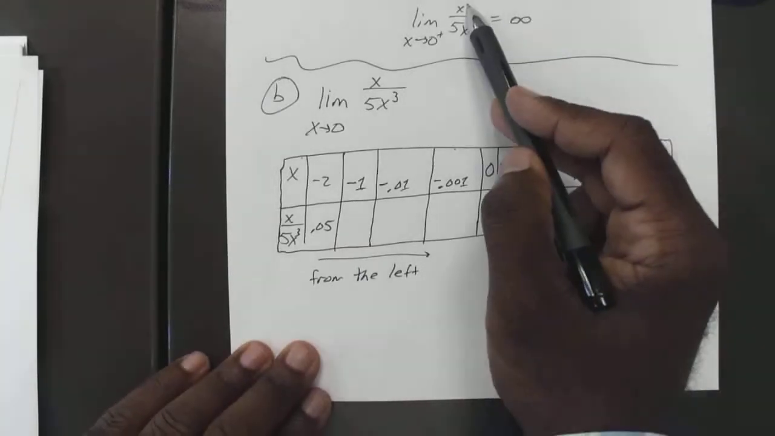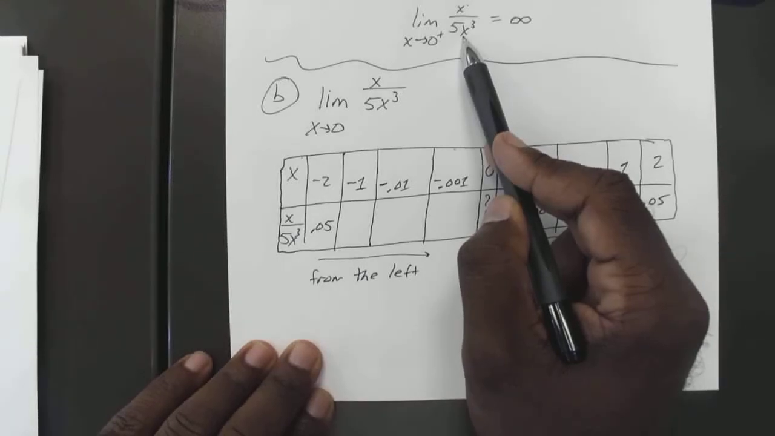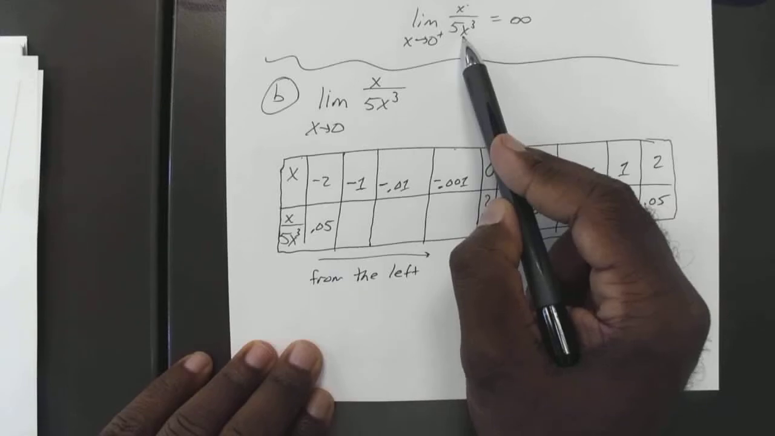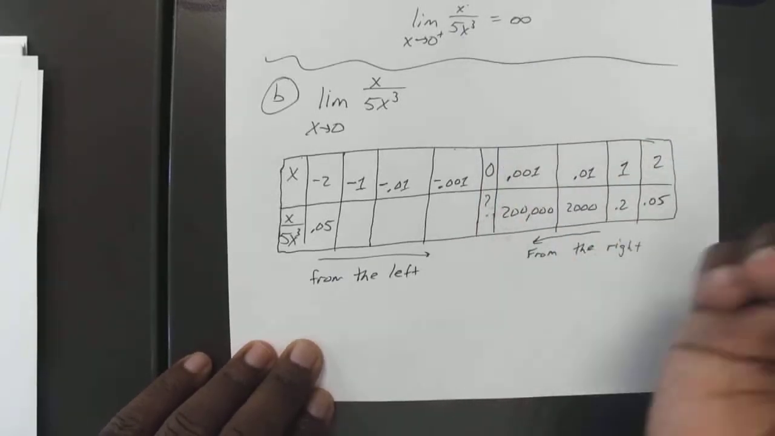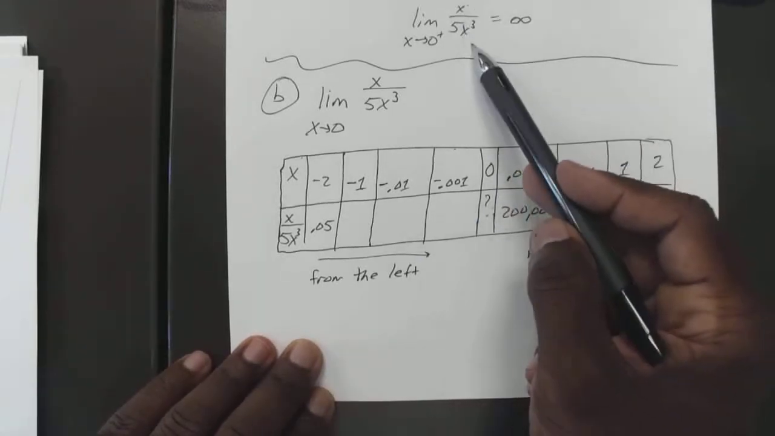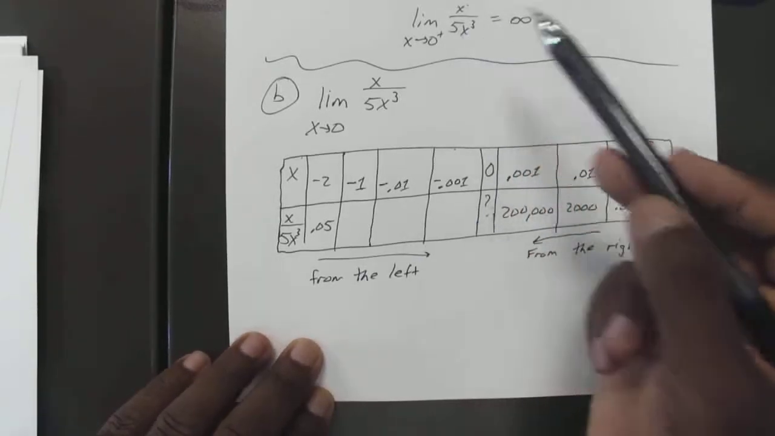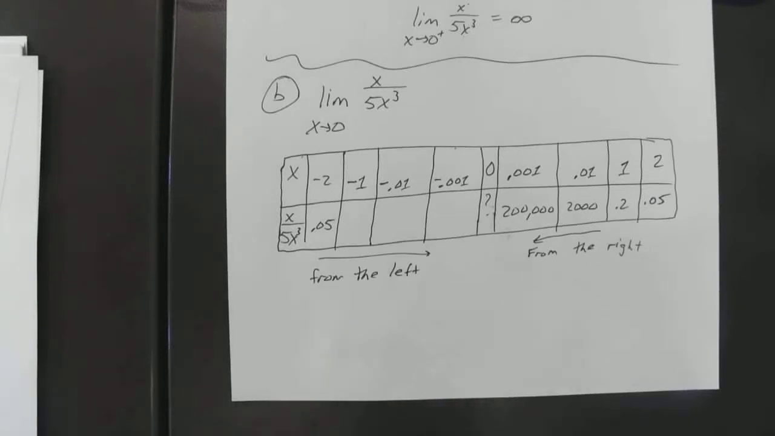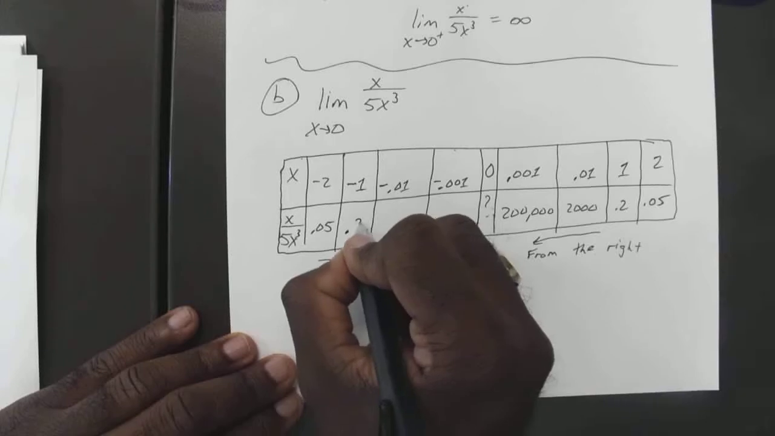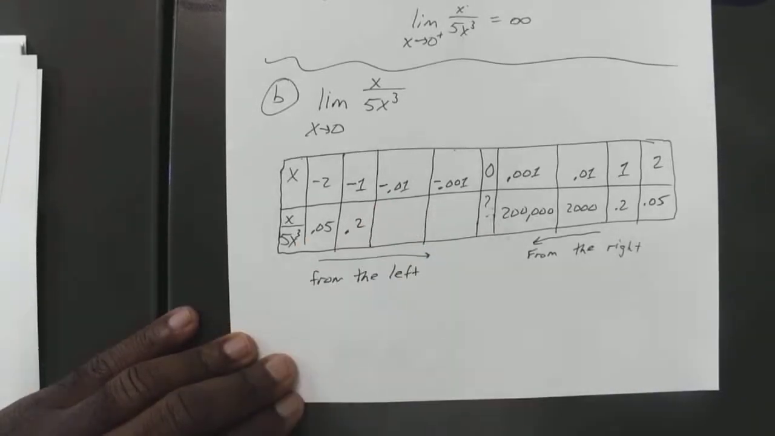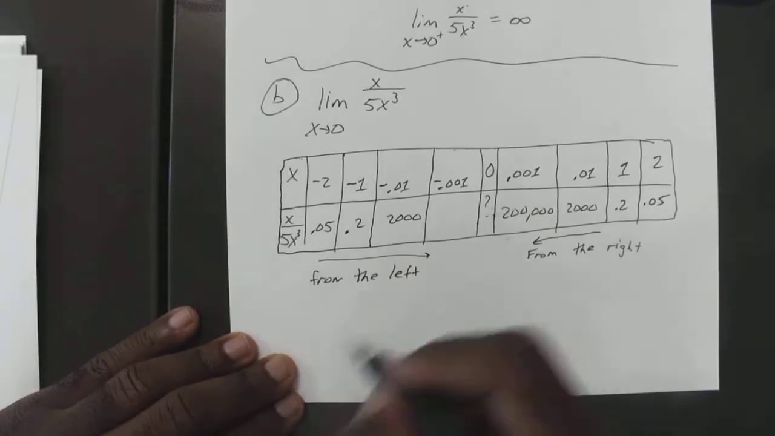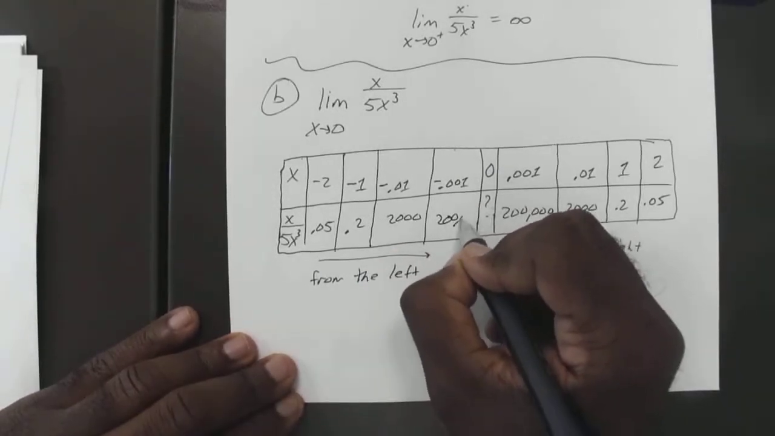Because you have -2 over -2 times -2 times -2, which is -8. So you have negative over negative, which would be a positive. So every negative you plug in would just cancel out. Or if you cancel out the x's, you'd have 1 over 5x squared. So the negatives will always cancel out. Okay, so if you plugged in -1, you'd end up with 0.2. If you plugged in -0.01, you'd end up with 2,000. And -0.001, 200,000.